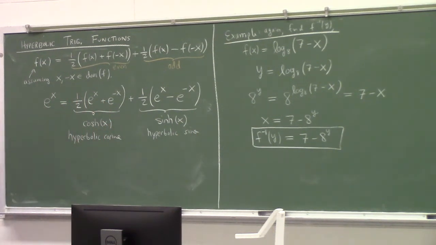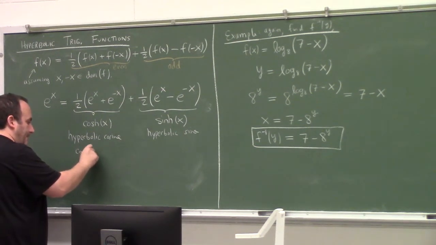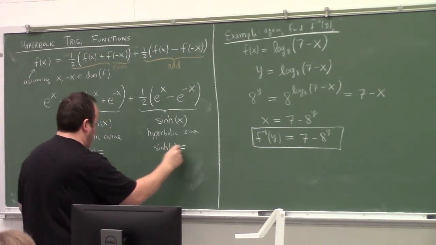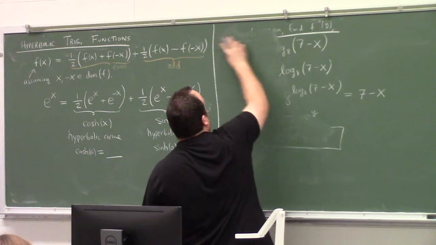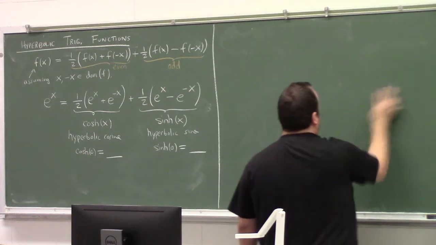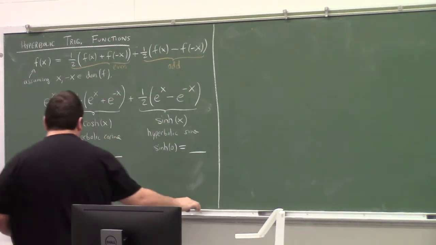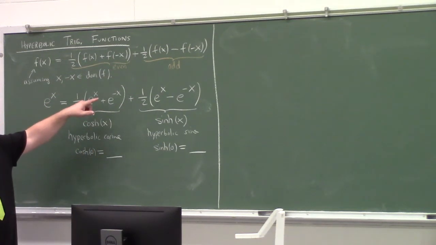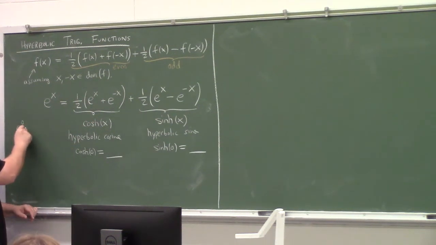First thing I would observe is, what's cosh of 0? What's sinh of 0? You guys work those out for me and tell me. Fill in the blanks for me. So what is e to the 0? No, e to the 0 is 1. Indeed.